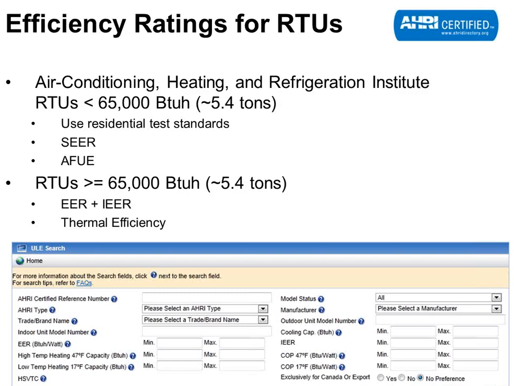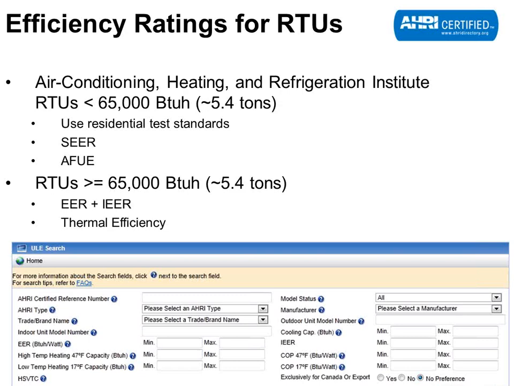For today's purposes, we're talking about packaged cooling equipment, which includes rooftop units. So rooftops get rated one of two ways depending on the size of the rooftop unit. It's very similar for split systems. So if something is smaller than 65,000 BTUs of cooling, which is a little more than 5 tons, then it gets rated under the residential standards. Those testing standards for cooling are SEER, Seasonal Energy Efficiency Ratio, and for heating, AFUE, Annual Fuel Utilization Efficiency. Right, those are the two terms that we use, same exact stuff we use for residential.